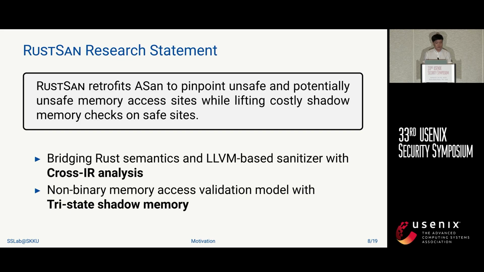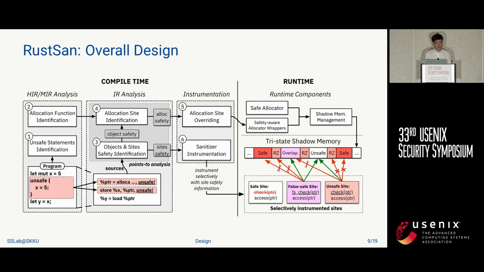Our work, RustSan, retrofits the address sanitizer to pinpoint potentially unsafe memory accesses while lifting costly ASan checks on others. We use static analysis over LLVM and Rust MIR level, named cross-IR analysis, to identify all unsafe and false safe sites. We also extend ASan's shadow memory model to enforce different policies for safe, false safe, and unsafe sites. Here is RustSan's overall design. We have two components, cross-IR analysis and retrofitted shadow memory for RustSan's access validation model. Let's break it down component by component.